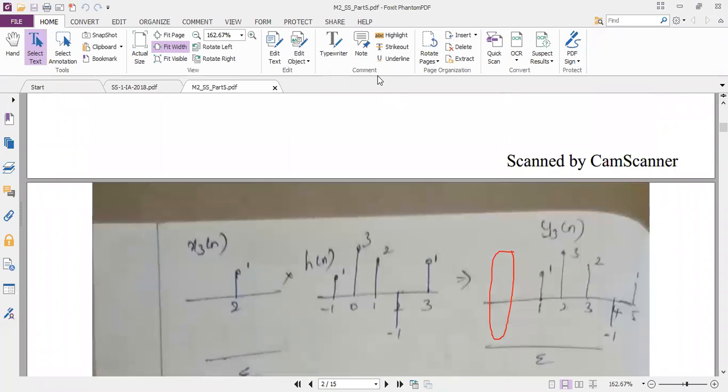8? Ma'am, 8 is wrong, I think. Check it. 6, ma'am. 6 is the answer. So who has told 8? Please check the answer. Yes, ma'am. 6.